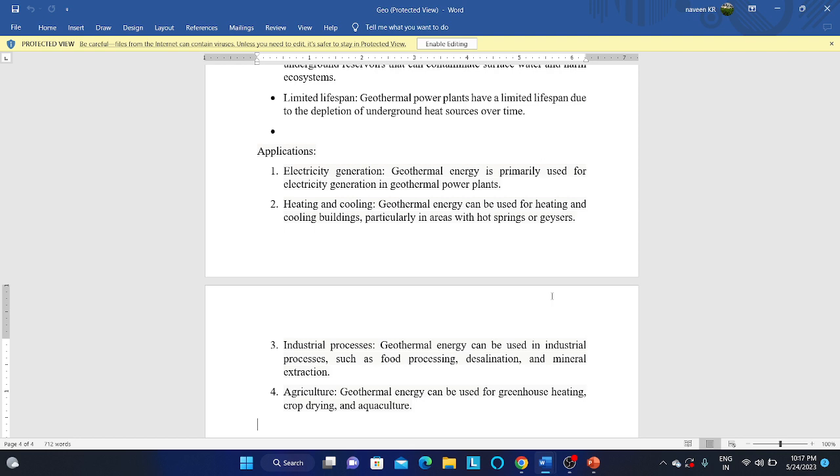And the third one is industrial processes. Geothermal energy can be used in industrial processes such as food processing, desalination, and mineral extraction. And the fourth one is agriculture. Geothermal energy can be used for greenhouse heating, crop drying, and aquaculture. Aquaculture is like growing something in the sea or water. So this is also used in agriculture.